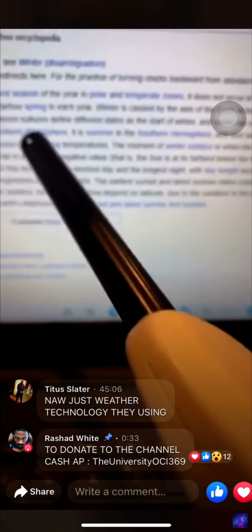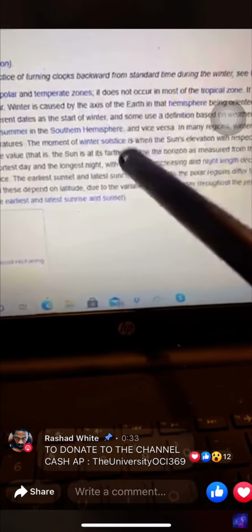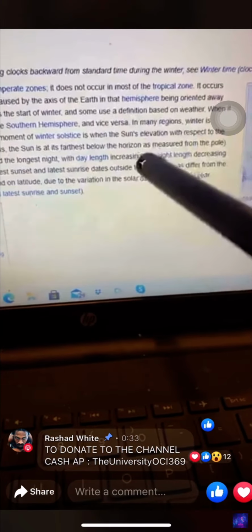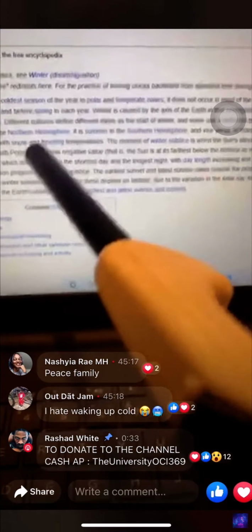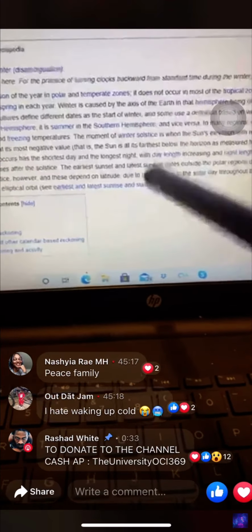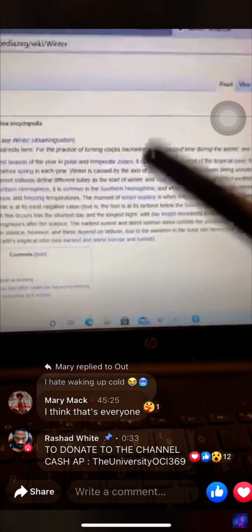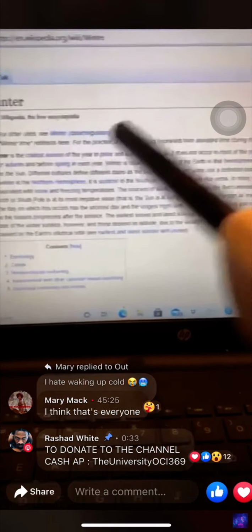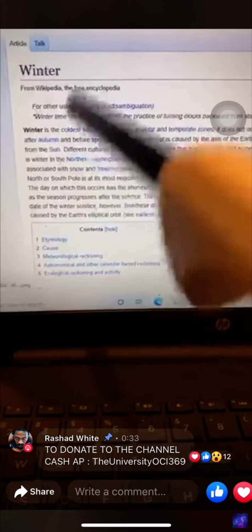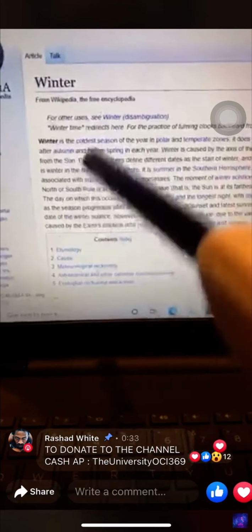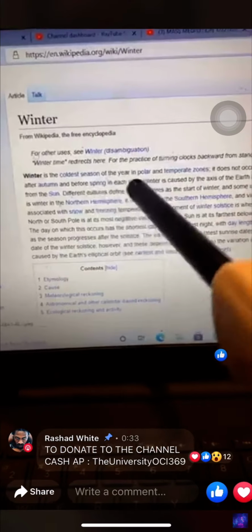All right. Different cultures define different dates as the start of winter, and some use a definition based on weather. All right. So a lot of y'all didn't know right there. Let me read that again. Different cultures define different dates as the start of winter, and some use a definition based on weather. So right here, what they basically saying, because see, I got to break this down because some of us just read. We don't know how to stop and break down and decode what it is that we're reading. A lot of us don't know how to infer. You know, it's called infer. You have to know how to read between the lines.